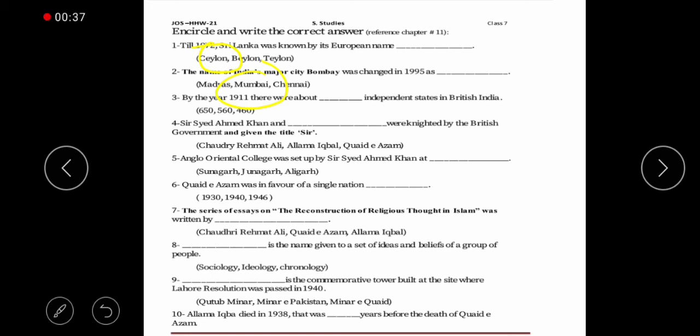Dash is a commemorative tower built at the site where the Lahore Resolution was passed. We all know that Minar-e-Pakistan was built on the site where the Lahore Resolution was passed in 1940. Allama Iqbal died in 1938, and that was dash years before the death of Qaid-e-Azam. Qaid-e-Azam died in 1948, one year after the creation of Pakistan, so it was about 10 years before the death of Qaid-e-Azam.